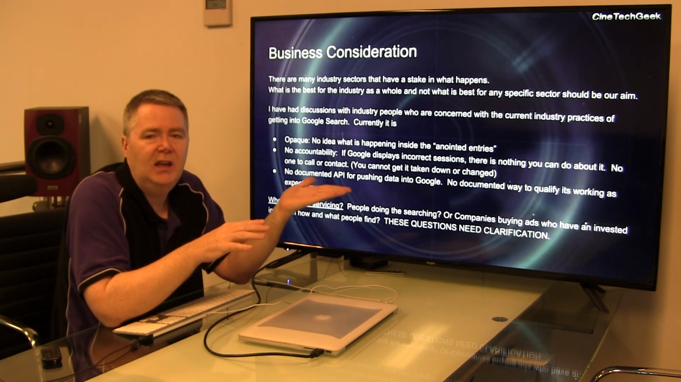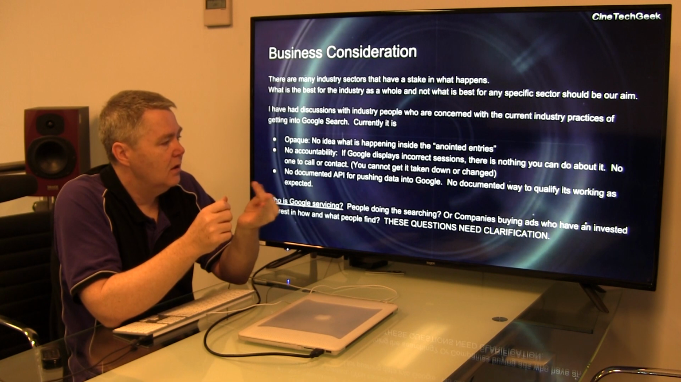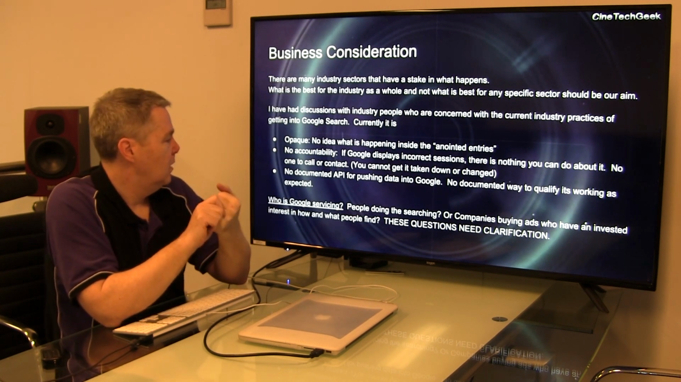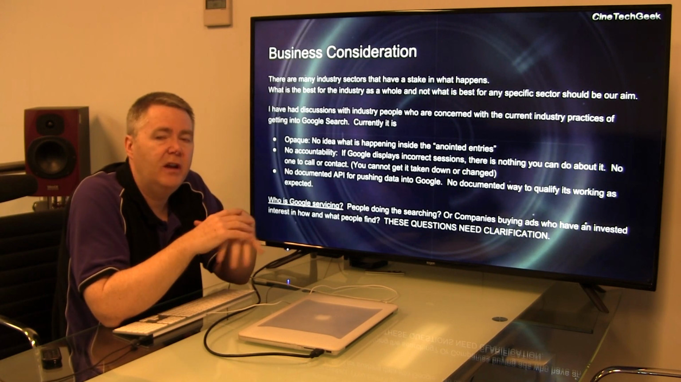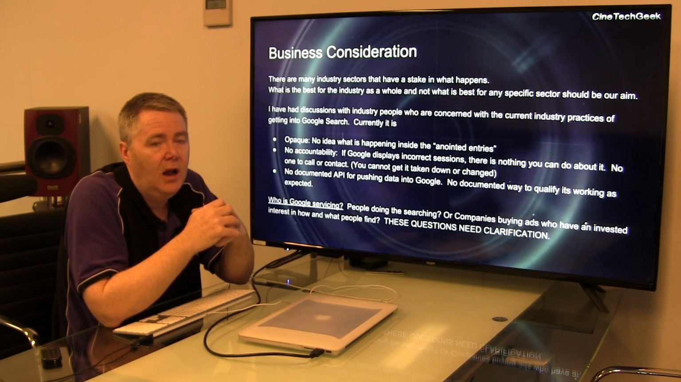There's no accountability. If it displays incorrectly, there's no one to call. There's no one to complain to. There is nothing you can do. There's no documented API, no documentation of how it works. There's no way to test if it's working correctly.